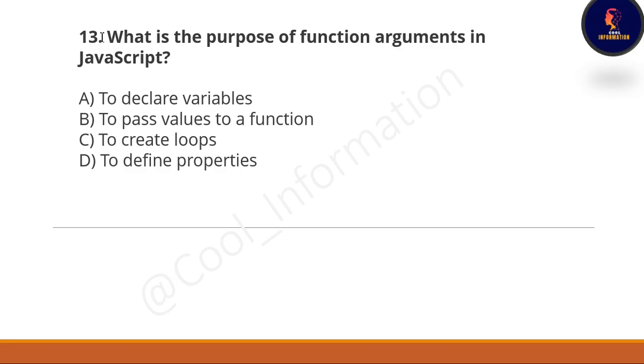Next question, what is the purpose of function arguments in JavaScript? Option A, to declare variables. Option B, to pass values to a function. Option C, to create loops. And last option is to define properties. Correct option will be option number B. The purpose of function arguments in JavaScript is to pass values to a function.